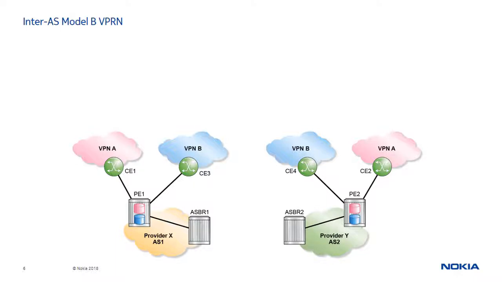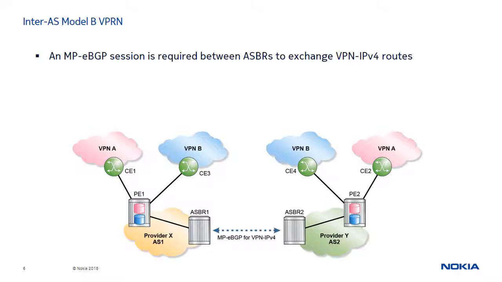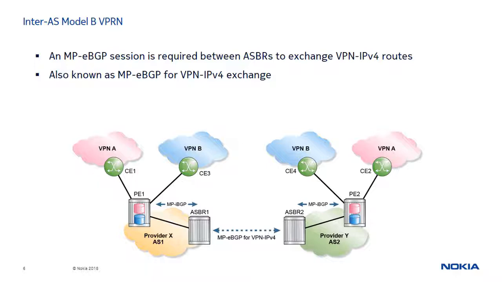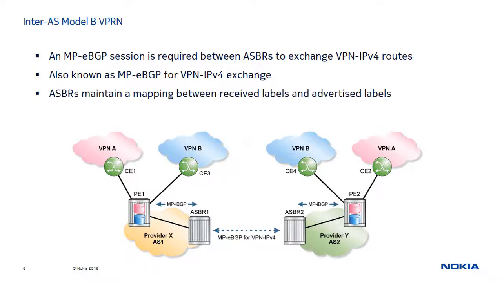In Inter-AS Model B VPRN, the ASBRs pair with each other using MP eBGP to transport VPN IPv4 routes between autonomous systems. This model is also referred to as MP eBGP for VPN IPv4 exchange. PE routers in an AS distribute labeled VPN IPv4 routes to their ASBR via MP IBGP sessions. The ASBR then redistributes the VPN IPv4 routes to its eBGP ASBR peers with a new service label.